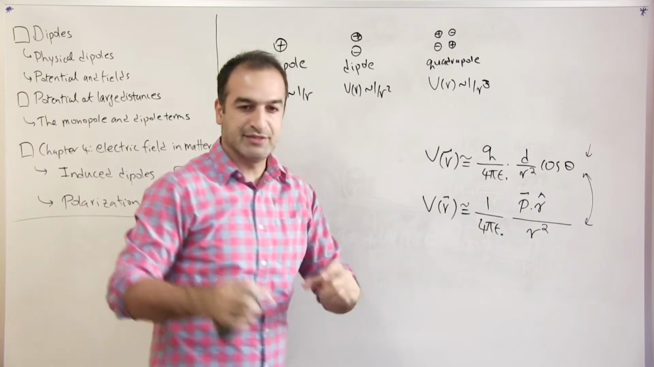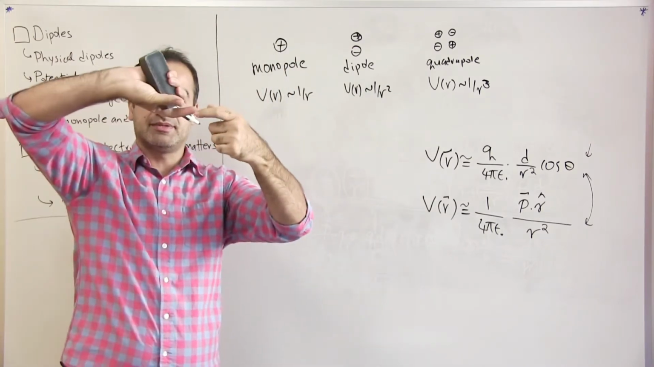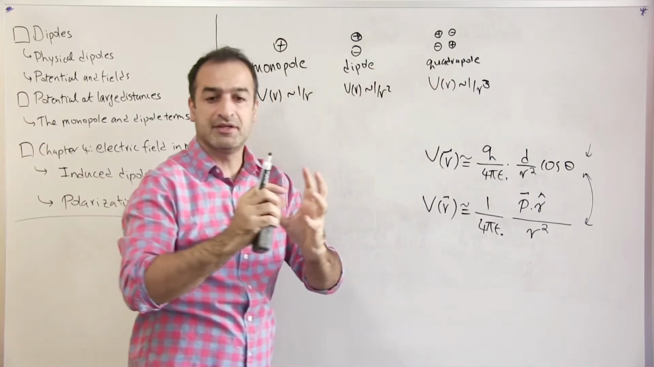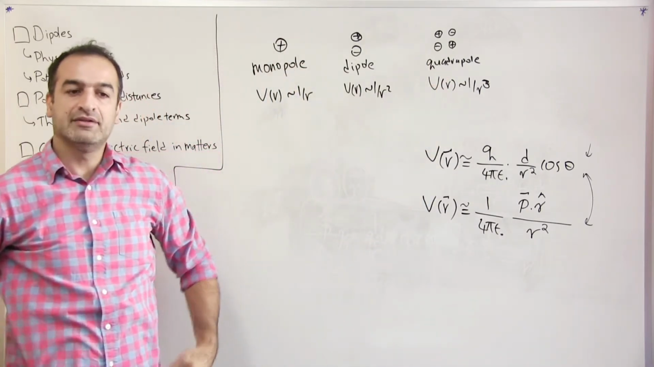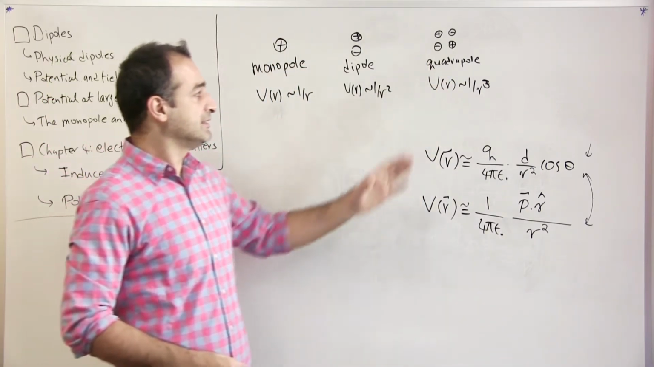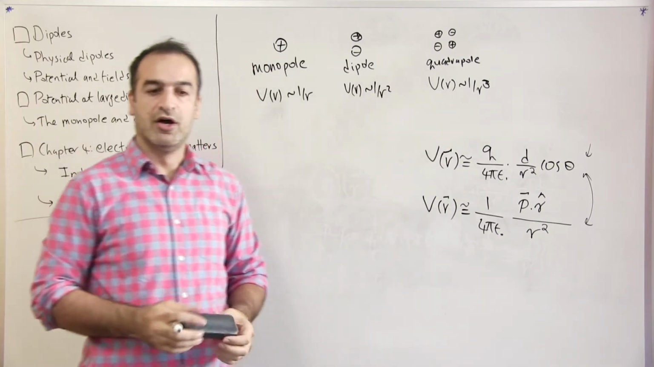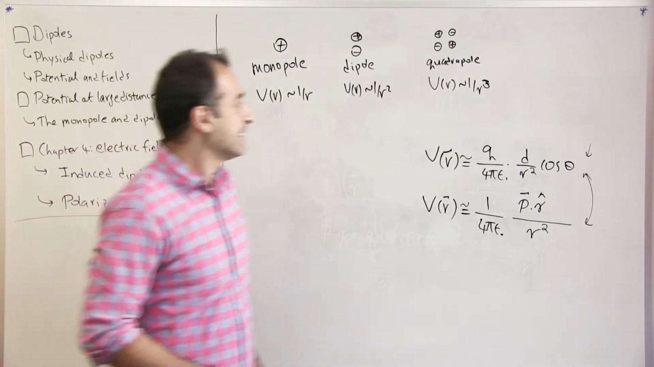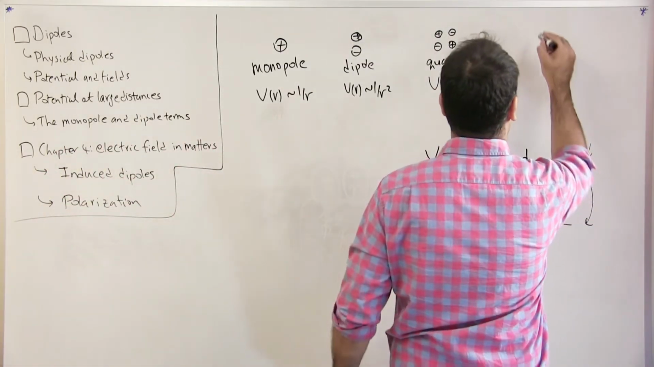Quadrupole is basically two dipoles that you put upside down next to each other, the way that positive and negative charges are neighboring each other. And if you calculate the potential of this and approximate it, it drops as a function of 1 over R cubed. Okay. And basically, you can go one step forward.